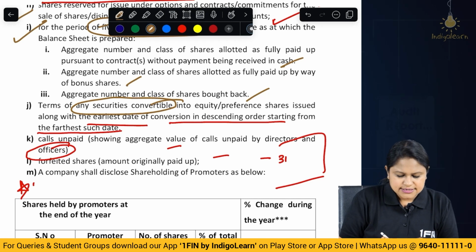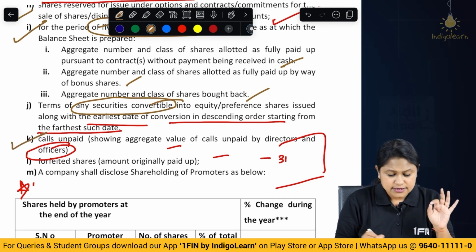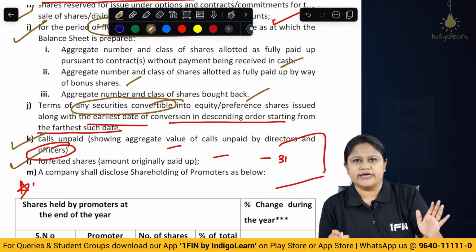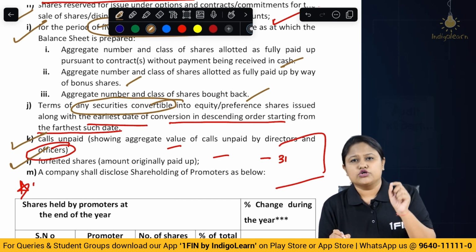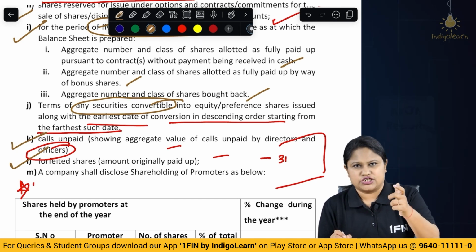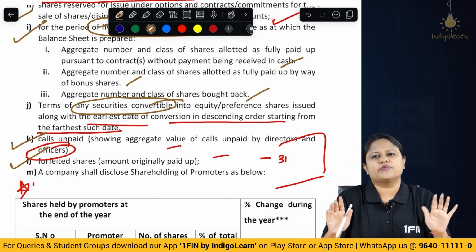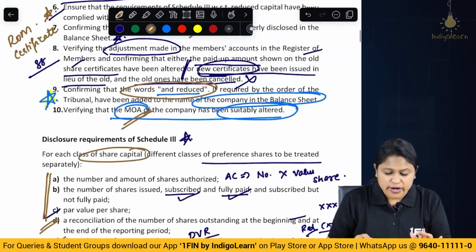And then finally, some other matters are there: calls unpaid, specifically from the officers and directors, then forfeiture, and finally, very, very importantly, how much the promoters are holding. For promoters' holding, you have to give the name of the promoter, the number of shares held by him, the class of security, and out of the total shares, what his percentage is. And during the year, if there has been a change in this percentage, then that also has to be properly disclosed. Correct?